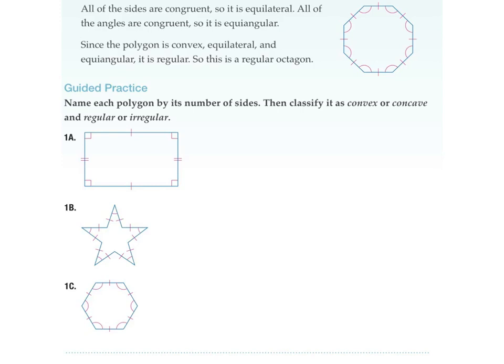And here we are with guided practice. There are 3 questions. 1A is obviously a rectangle, B you've got a star, and C you've got a 6-sided shape. Have a go, see what you can come up with. What is the name of each polygon, and is it concave or convex?